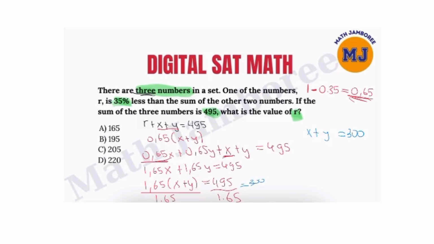Now, to find R, we just have to do 495 minus 300. They asked for R, so that's all right, which will give us 195. So R equals 195. The choice B.